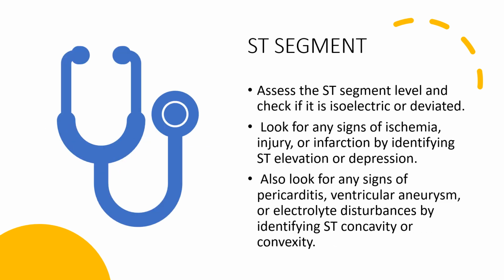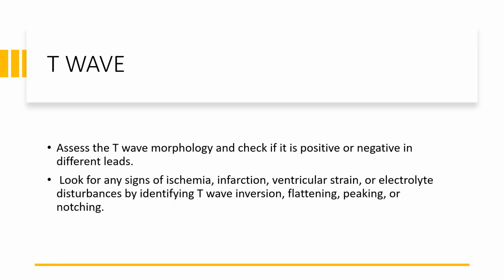Fourth, ST segment. Assess the ST segment level and check if it is isoelectric or deviated. Look for any signs of ischemia, injury, or infarction by identifying ST elevation or depression. Also look for any signs of pericarditis, ventricular aneurysm, or electrolyte disturbance by identifying ST concavity or convexity.